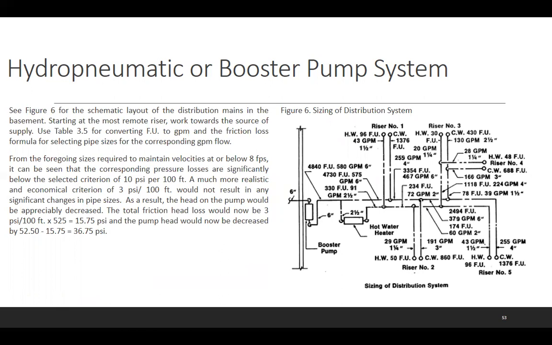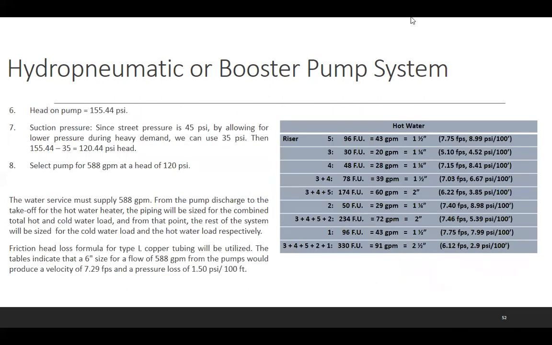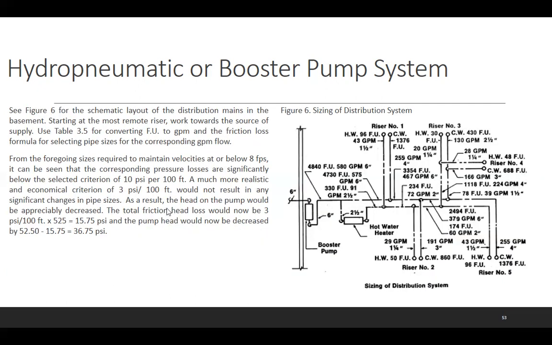From the foregoing sizes required to maintain velocities at or below 8 feet per second, it can be seen that the corresponding pressure losses are significantly below the criterion of 10 psi per 100 feet. A much more realistic and economical criterion of 3 psi per 100 feet would not result in any significant changes in pipe sizes. 3. Pero nakita nun, di ba? 8, 9, dito. So, pag in-average mo siya, papasok siya sa 3, mga ganon.